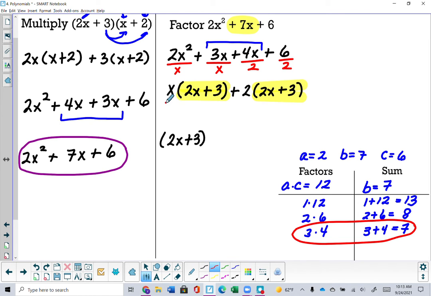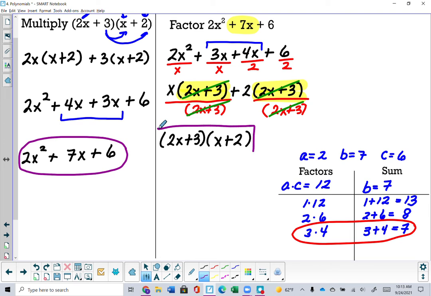And so if I divide my first group by 2x plus 3, what am I left with? 1x. And if I divide my second group by 2x plus 3, what am I left with? Plus 2. So my second factor is x plus 2. All right, and you can see here we have factored the quadratic.